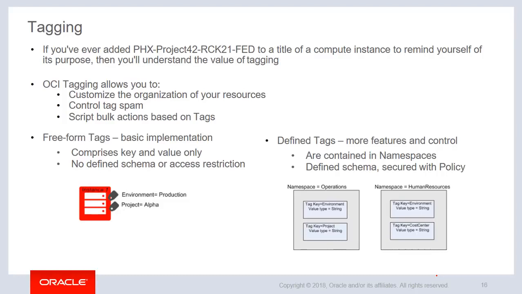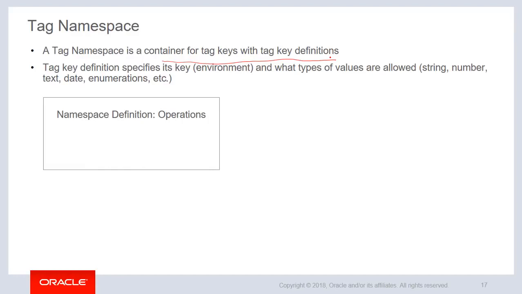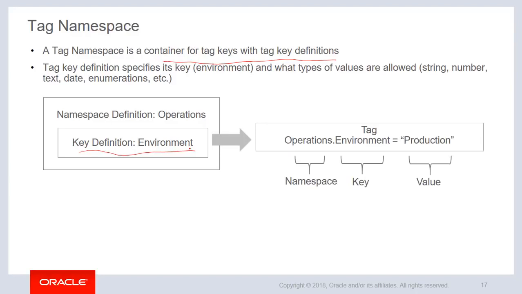So what exactly does that mean? Let me talk about this a little bit more. A tag namespace is a container for tag keys with tag key definitions. So what does it look like? You create a namespace. For example, there's a namespace called operations, and within that you can define a key called environment. And as you can see here, my tag is comprised of my namespace, my key, and then you can provide a value here. So the tag would go something like operations.environment, and you can have a value of production in there.